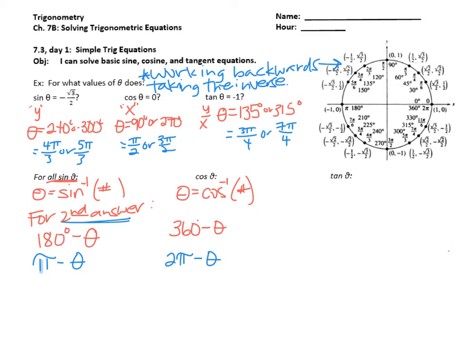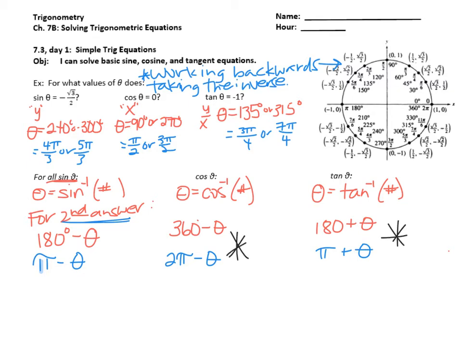For tangent, if you're finding a value that's not specific to our unit circle, you'll take the inverse on your calculator. And then for that second angle, what you'll do for tangent is take 180, and then add your angle to that. Or in radians, you'll take pi and then add your radian measure. You will for sure want to know these 3 definitions on how to get that second angle for your solution.